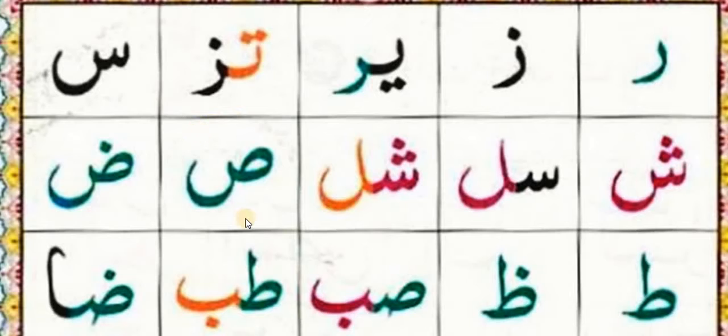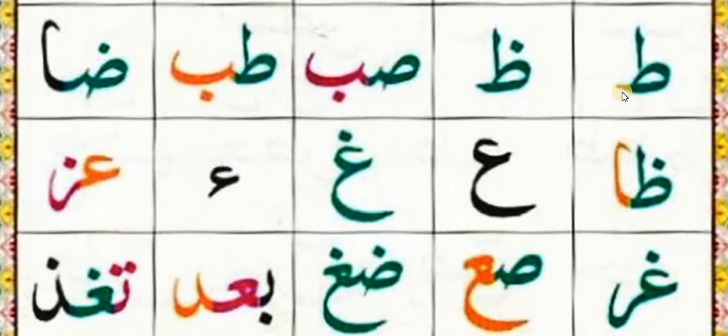Sod. Please remember, green letters are bold letters. Sod. Dod. Dod. Ta. Ta. Za. Za.